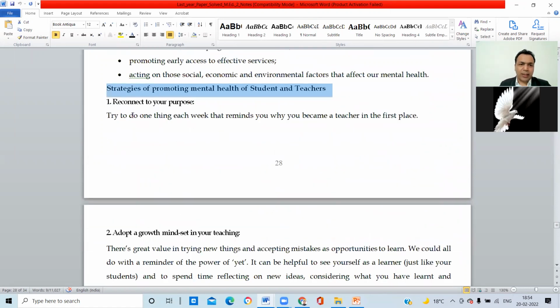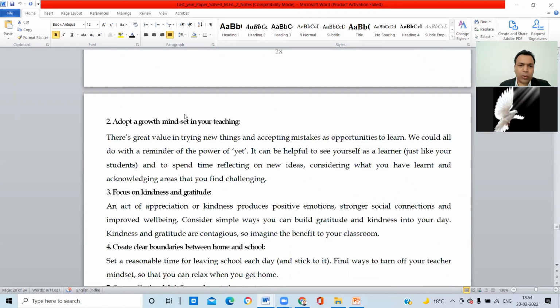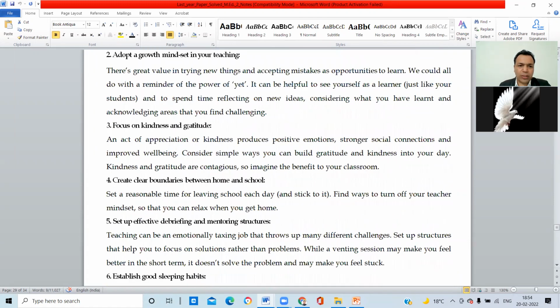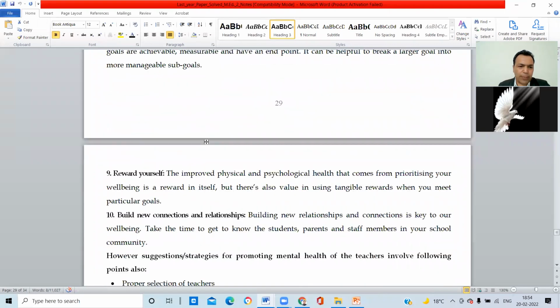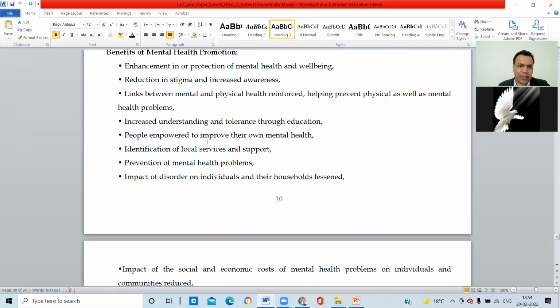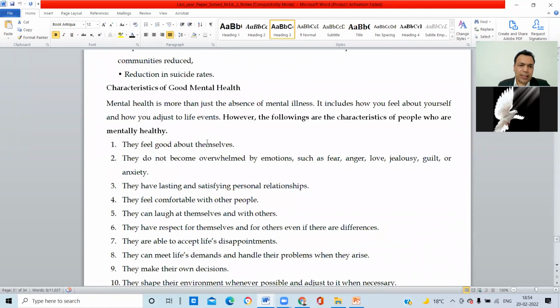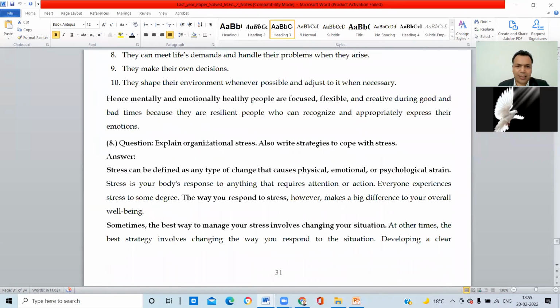And what are the strategies for promoting the mental health of a student and teacher? Reconnect to your purpose, adopt a growth mindset in your teaching, focus on kindness and gratitude, create clear boundaries between home and school. These are the simple points, 8 or 10 points you have to define. And in the last you can talk about characteristics of good mental health.